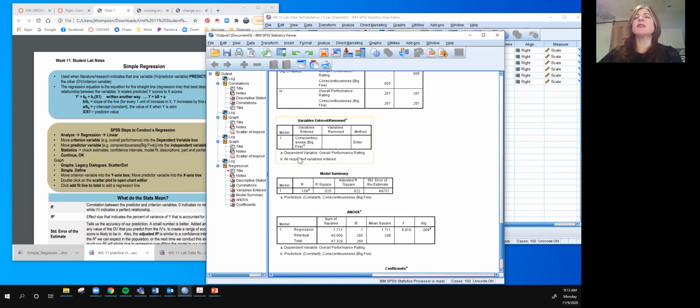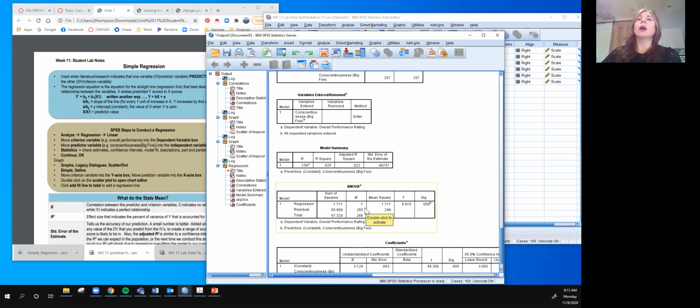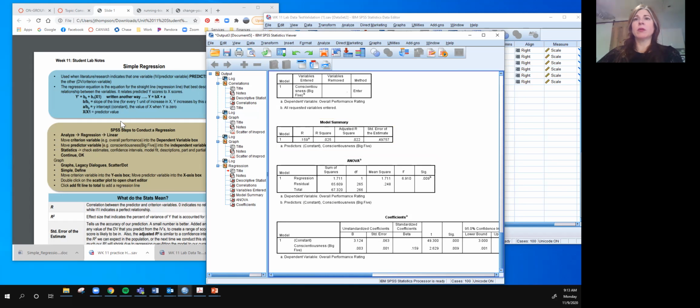Okay, this box is just telling you what variable you have, what method you use. We're always going to use enter. Now, what we care about here is this R squared, because this tells us our model, right?